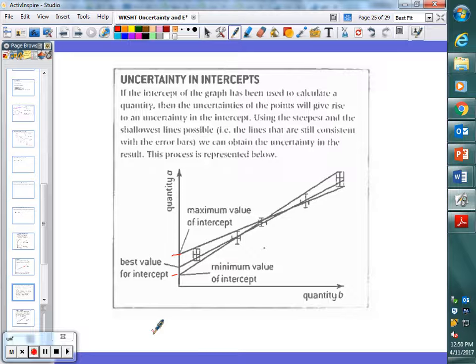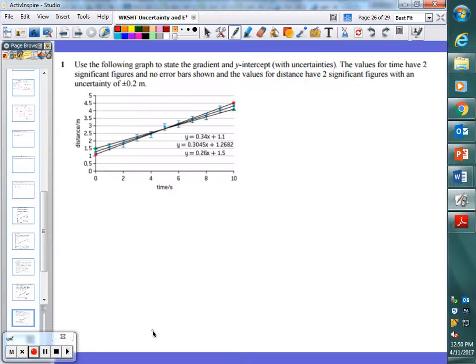Okay? Good there? Yep. So the packet I gave you yesterday had the sample problems. I don't like the way that this problem was stated, but I didn't write it. So it says, use the following graph to state the gradient and the y-intercept with uncertainties, okay?